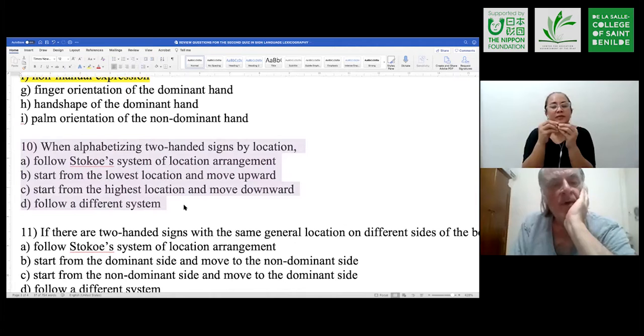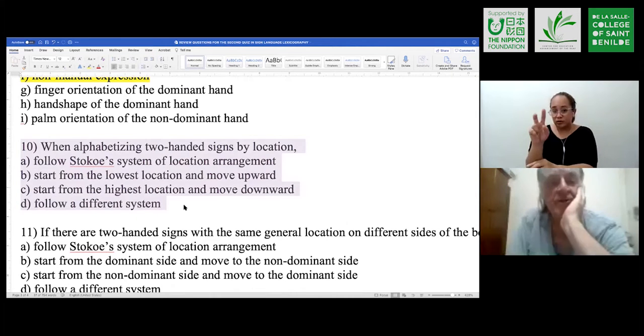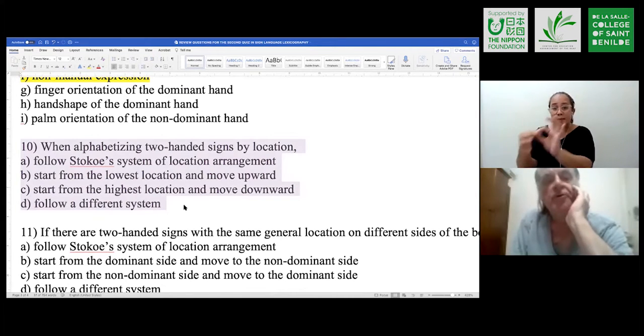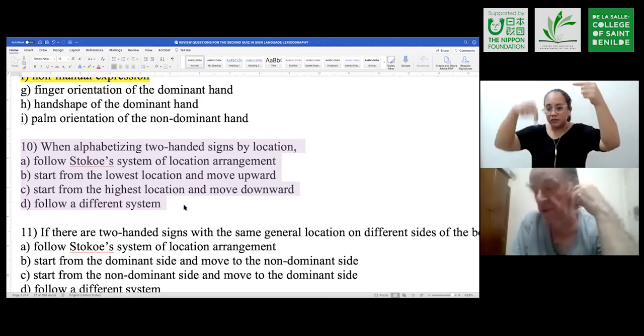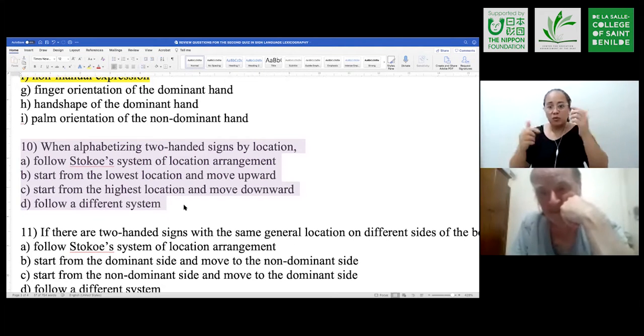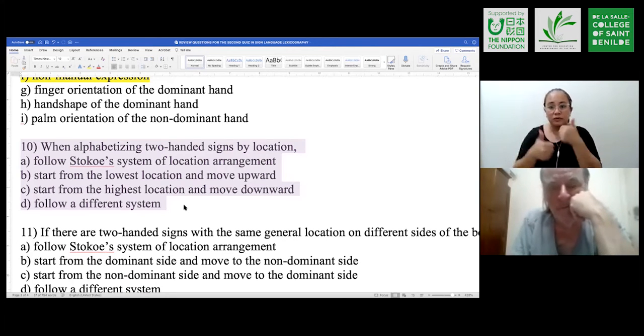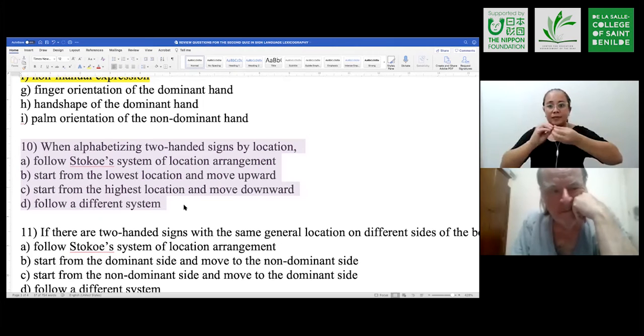When alphabetizing two-handed signs by location, you should follow Stokes' system of location arrangement. Start from the lowest and go upward, or start from the highest and move downward, or do something completely different. Jasmine and Peeves sign C. C is correct, highest to the lowest.